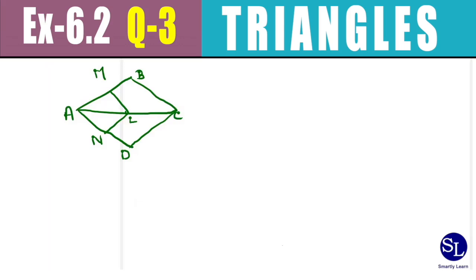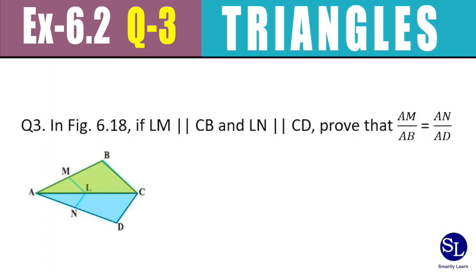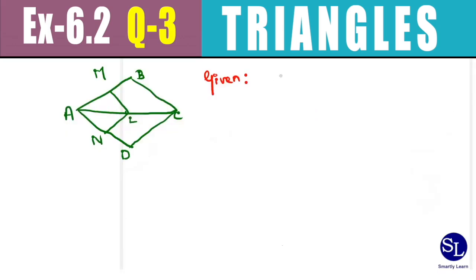So first is our understanding of the problem, which we can explain under the title given. If you're able to understand what is given in the problem, we can list all those cases. So what was technically given here is LM is parallel to CB and LN is parallel to CD. So let us write that LM is parallel to BC and LN is parallel to CD. This was our understanding of the given problem.